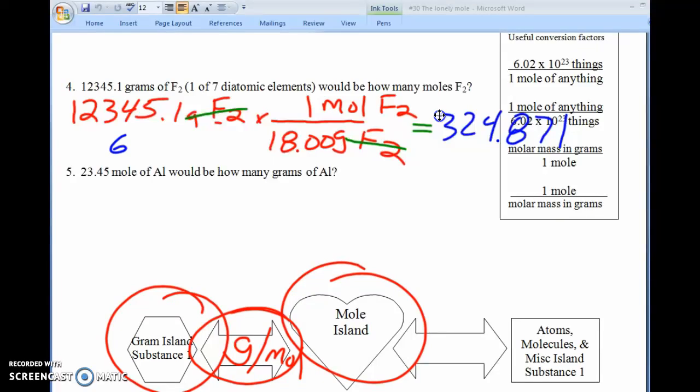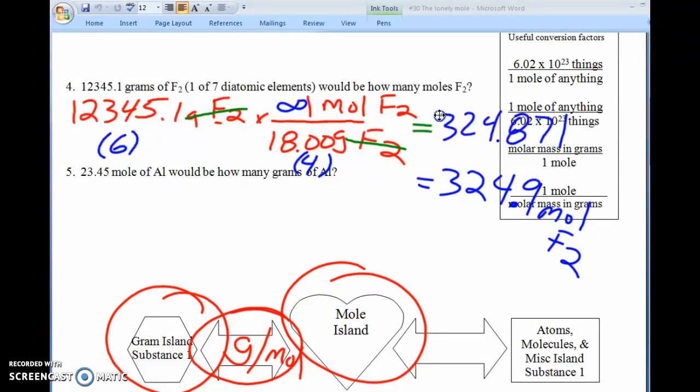This one has 6 significant digits. This one has 4 significant digits. This one has infinite significant digits, so our answer could only have 4. Remember, the rule is your answer can have no more significant digits than your piece of data with the fewest significant digits. So our answer would really be 324.9 moles of F2. Most students lose a lot of points on this particular sheet because they forget to take all the labels with them or they mess up on the significant digits. I'm going to erase this problem. You can pause it if you need to.